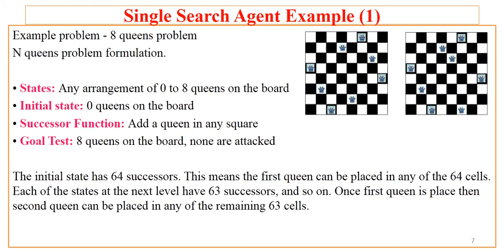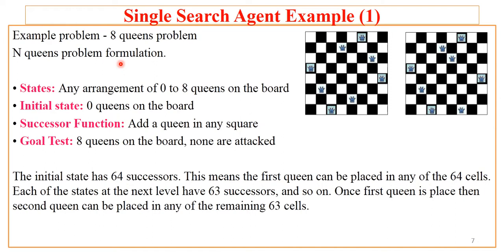Let us now try to understand this single search agent concept using some examples. The first example is the 8 queens problem. More generally, this is the n queens problem, and we have to formulate it. What is the way to formulate this problem? It is the standard way which we already saw in the earlier discussion.